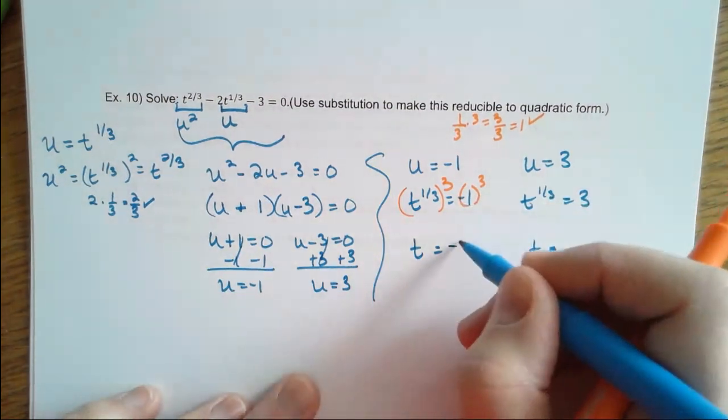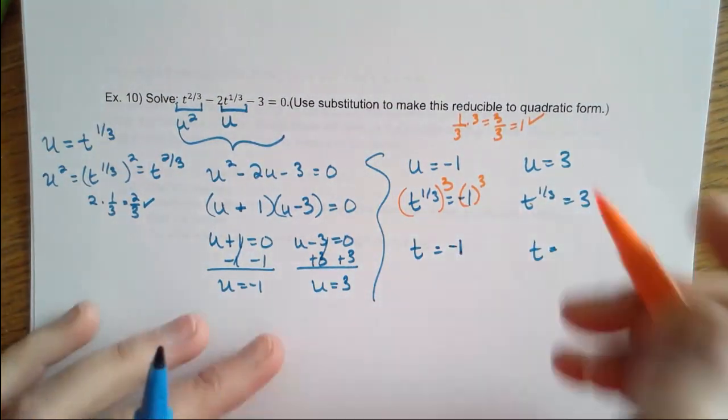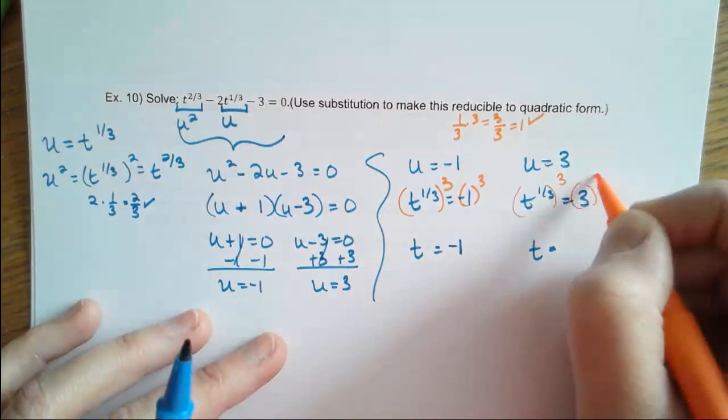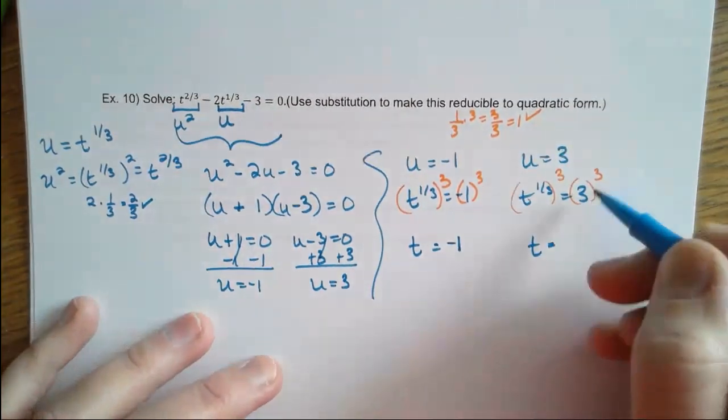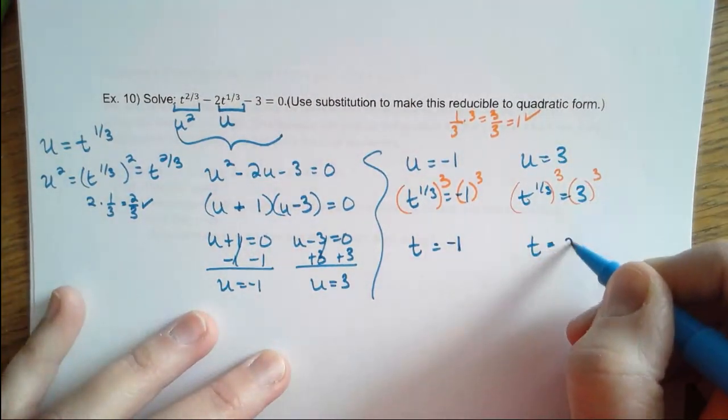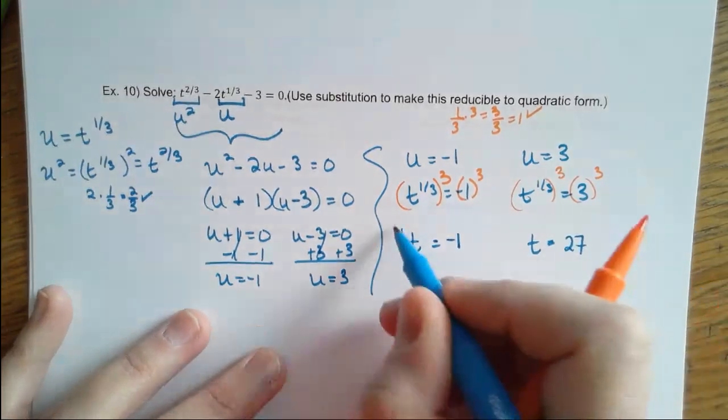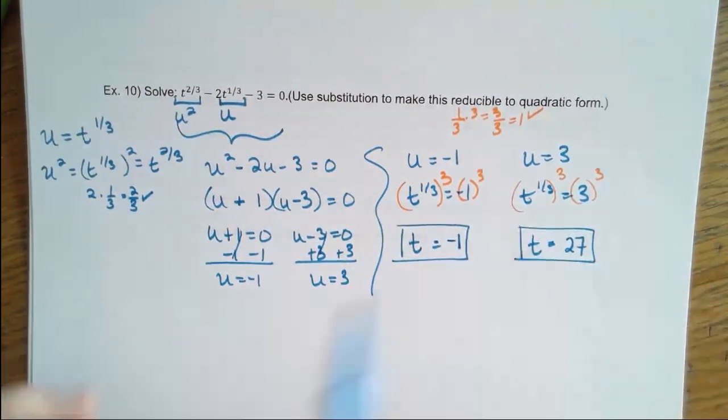-1 to the 3rd power is -1. Same thing here. 3 to the 3rd power is 27 though, 3 times 3 times 3. So I have 2 answers, -1 and 27.